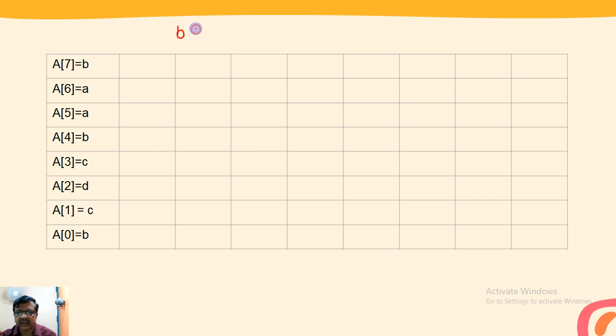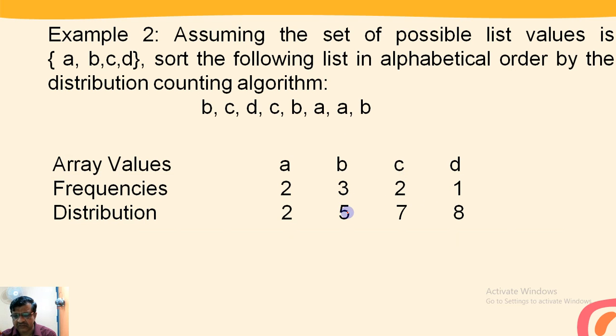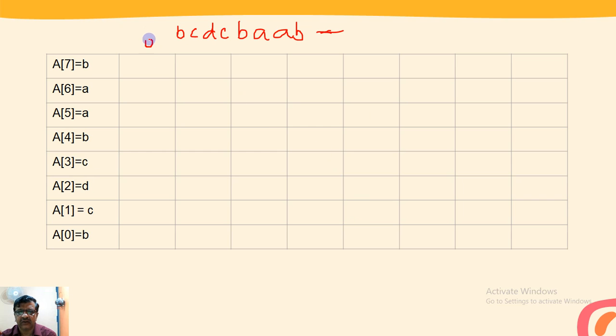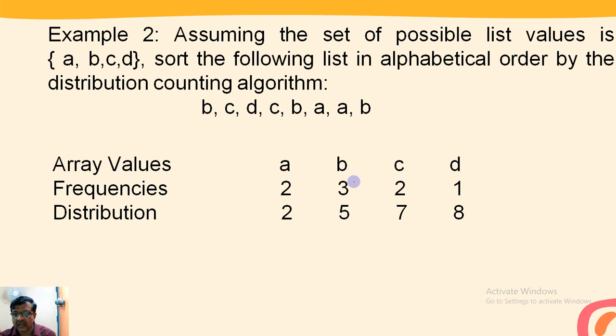B, C, D, C, B, A, B. So we are going to enter in this way. So it is B. As far as B is concerned, we have the cumulative frequency to be 5. So we should lessen it by 1 because the array numbering starts from 0. So this B is to be placed in the fourth position. This is 0, this is 1, 2, 3, 4, 5, 6, 7. So B is to be placed in 5 minus 1, that is fourth position.